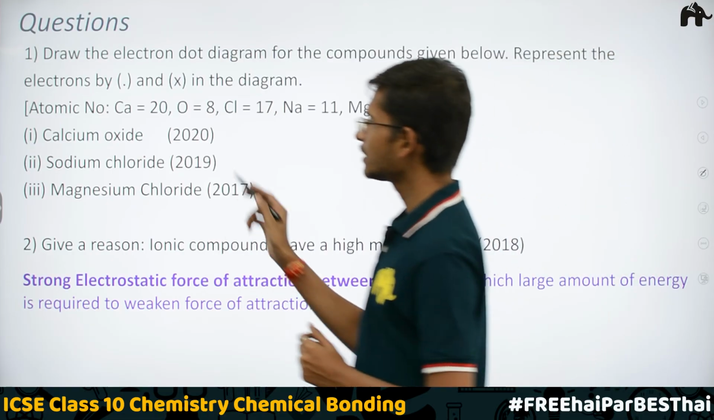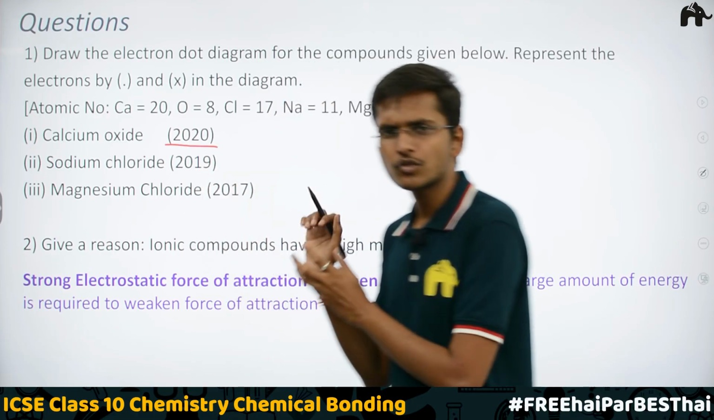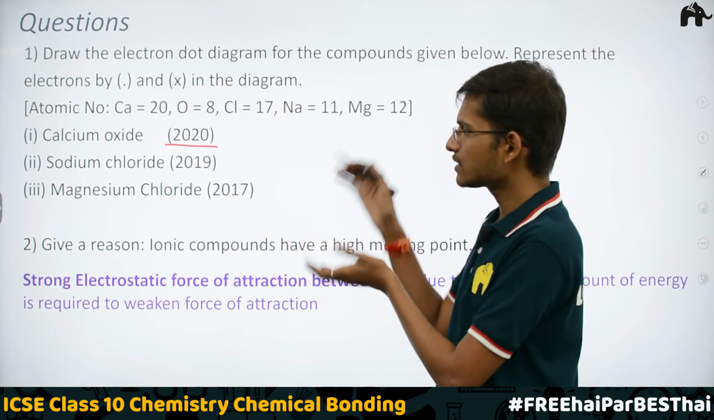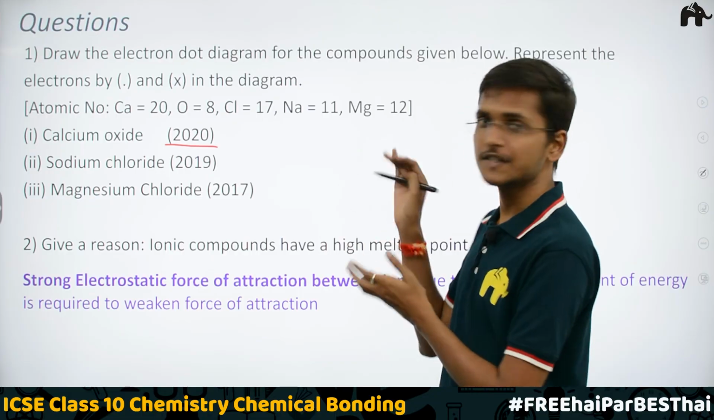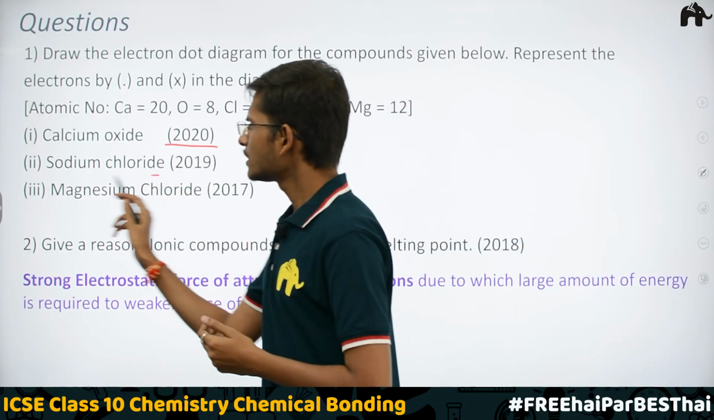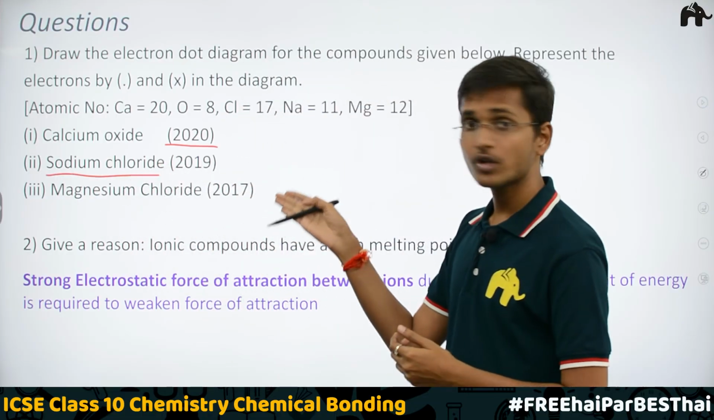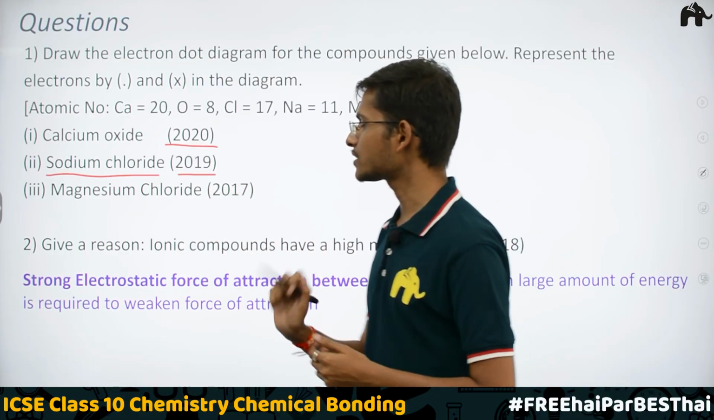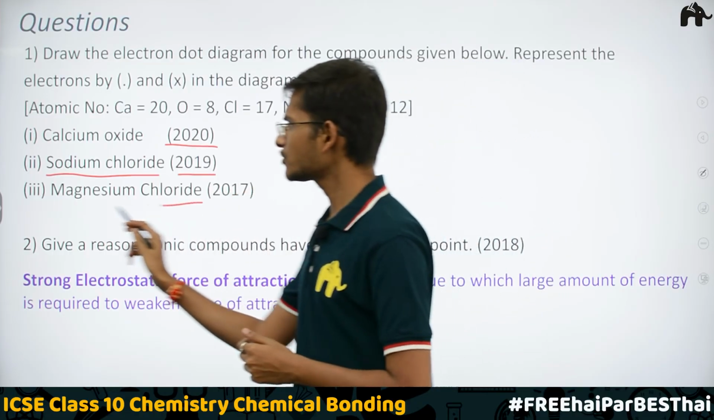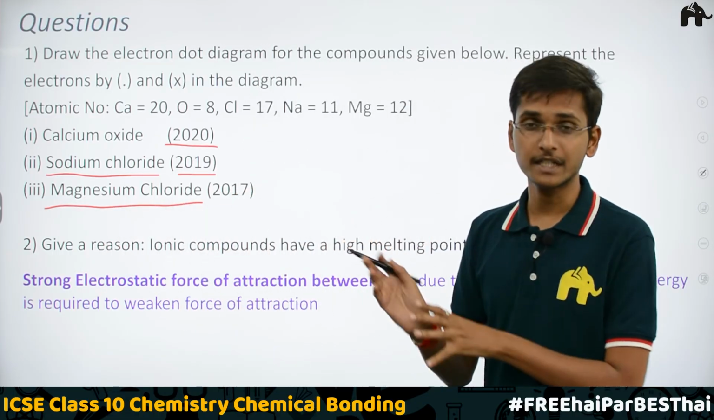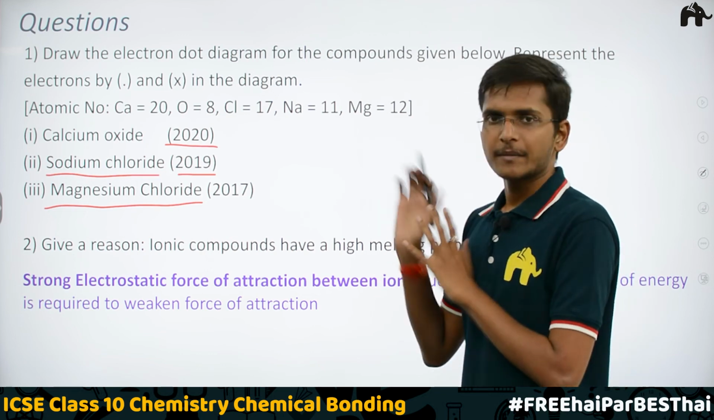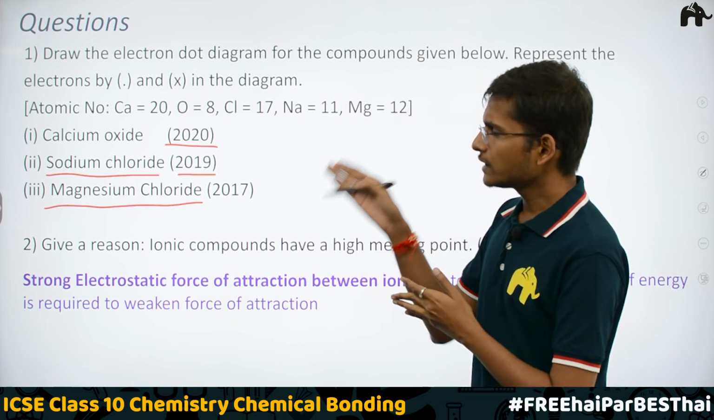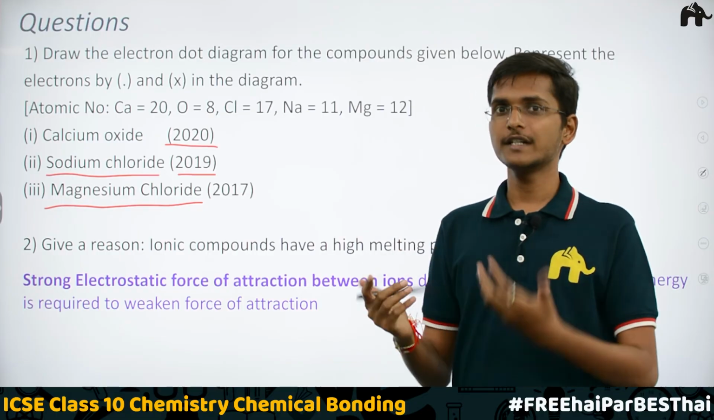First is calcium oxide. Now this was asked in your 2020 examination. I have just clubbed the questions for ease. Then second, they have asked the electron dot structure of sodium chloride in 2019 in your ICSE examinations. And third one is magnesium chloride. They have asked this in 2017 in your examinations. So all the three compounds' electron dot structures we have already studied, right?